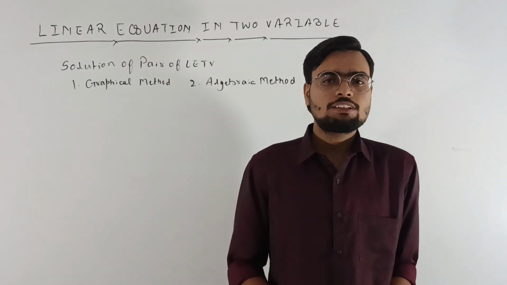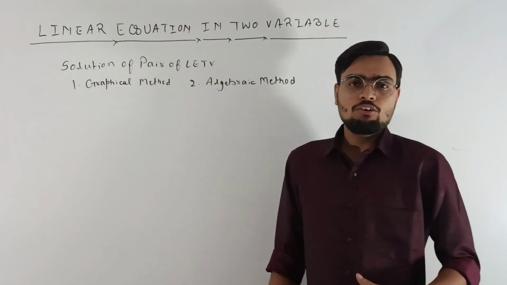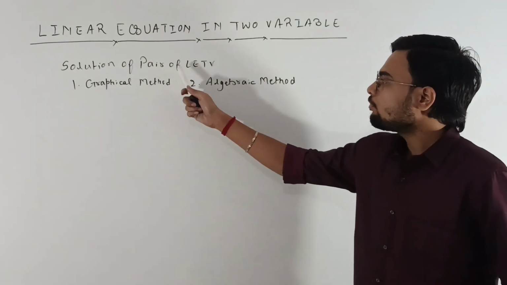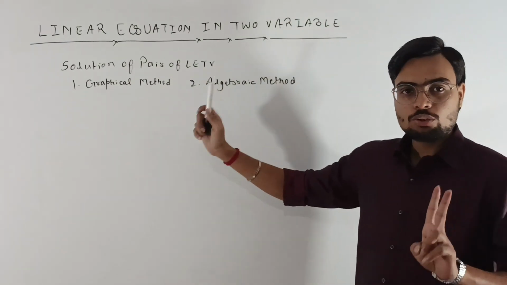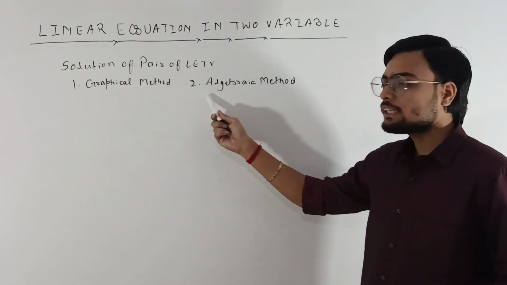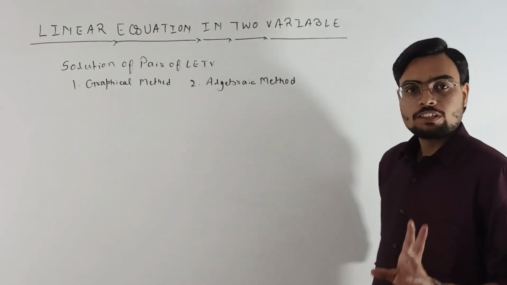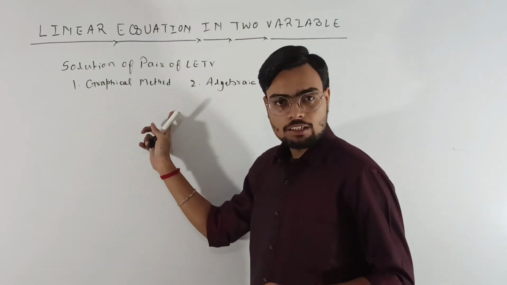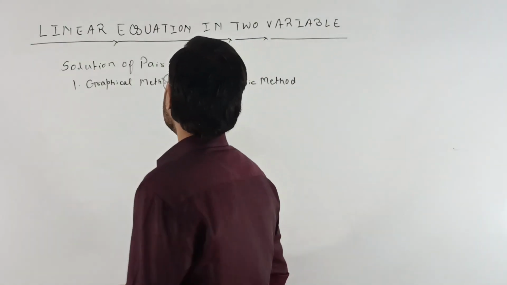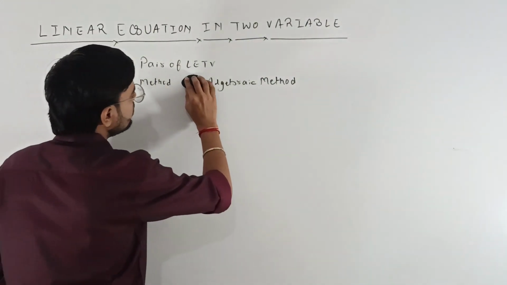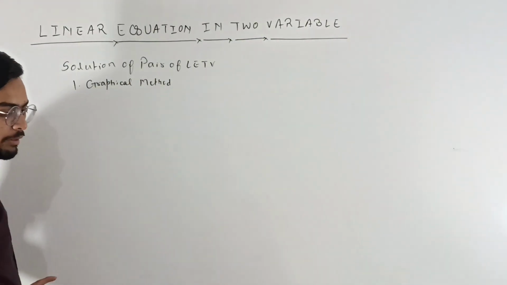Okay, now in this chapter we have to learn how we find the solution of a pair of linear equation in two variable by using two methods. First is graphical method and second is algebraic method. So first we see how we use the graphical method to find the solution of a linear equation in two variable. Then after graphical method we learn algebraic method.